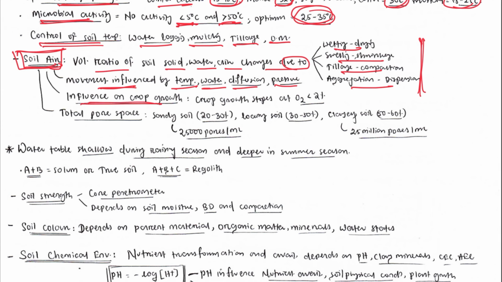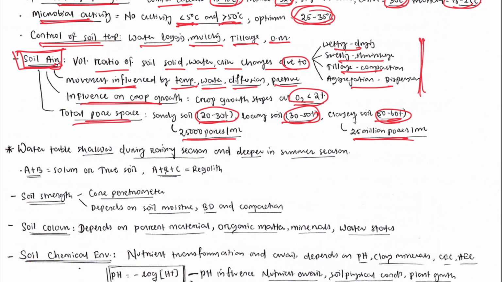Now, how does soil air influence crop growth? If the soil oxygen level is less than 2%, crop growth stops, and the optimum is around 10%. For total pore space, in sandy soil it is 20 to 30%, with nearly 25,000 pores per square meter. For loamy soil the pore space is around 30 to 50%. For clay soil it is 50 to 60%, with 25 million pores per square meter.